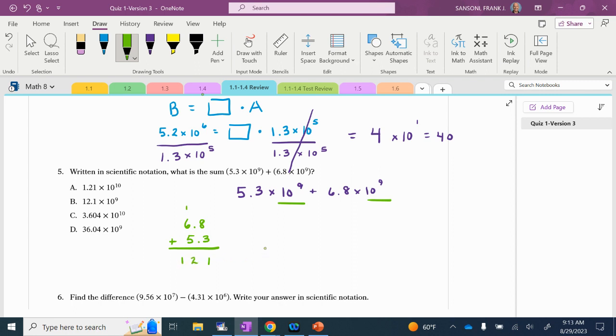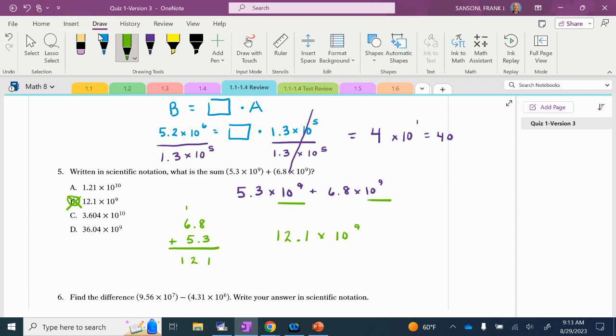It's not between 1 and 10, right? So it's 12.1 times 10 to the 9th. Do you notice, is that one of your answers? Look at your A, B, C, D. Is that one of your answers? Yeah. So they want to catch the people that say, oh, I think this is in scientific notation. And so some of you guys are going to say, oh, it's B, because there's my answer right there. But it can't be B because this is not between 1 and 10. That's not in scientific notation. So don't get fooled by that. It's not B.